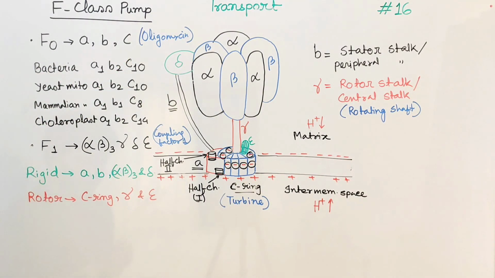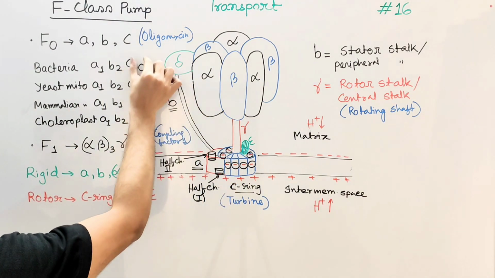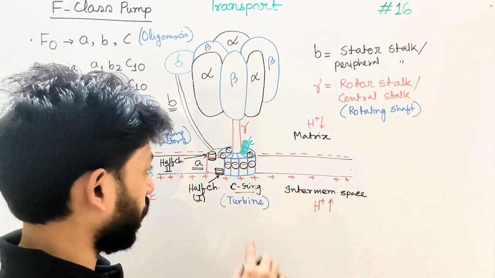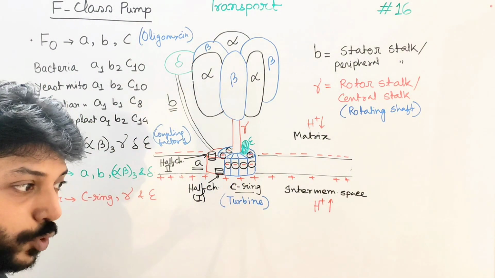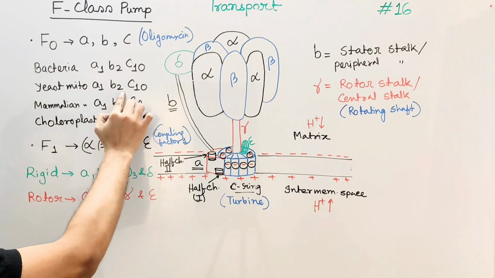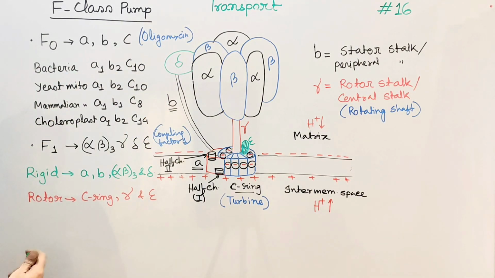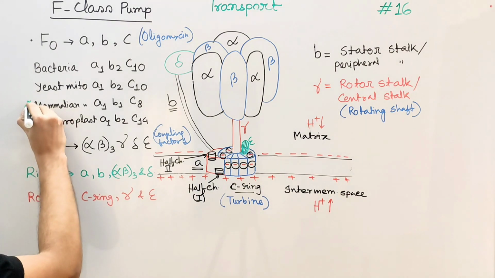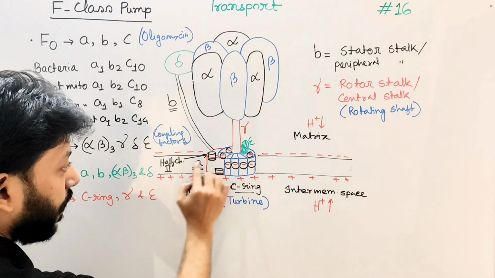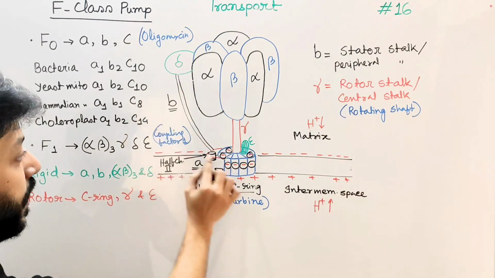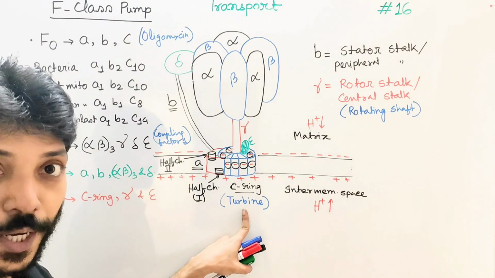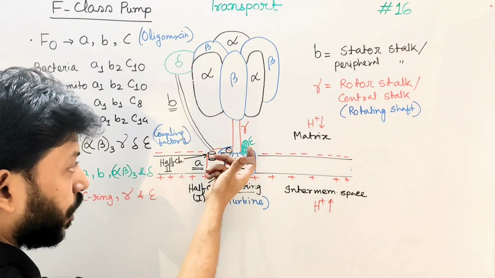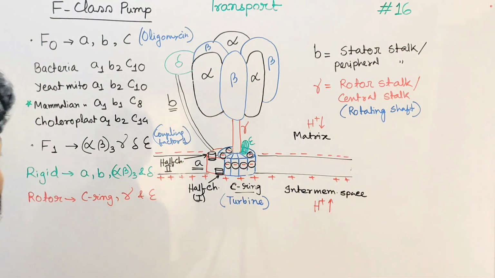In case of bacteria, bacterial F class pump, there is 1 A protein, 2 B protein, and 10 C subunits that make the C ring. So there are 10 C subunits in case of bacteria. In the mitochondrial F class pump, the FO portion is very similar to the bacteria: A1, B2, C10. I am actually mentioning the structure of mammalian mitochondria. That is A1, there is 1 A, there is 1 B, and C8. There are 8 C subunits that make the C ring, and this C ring actually works like a turbine. It actually rotates, and by these rotations, ATP is generated. How it occurs, I will mention.